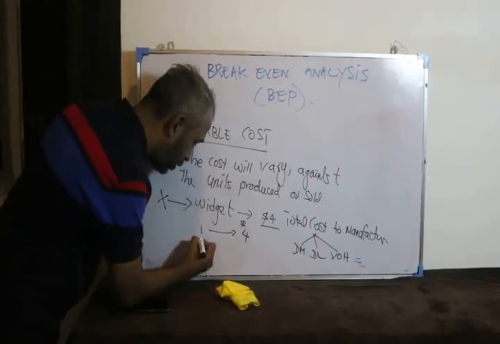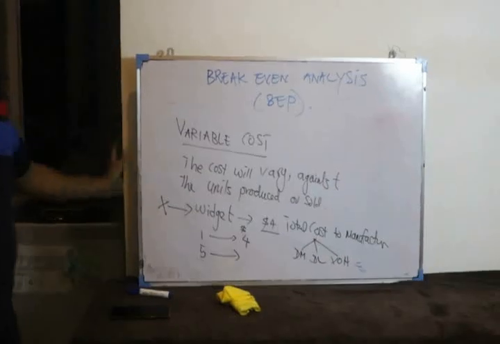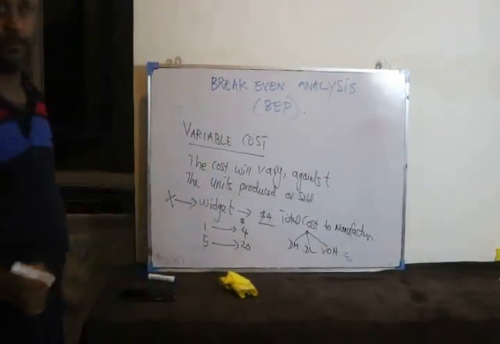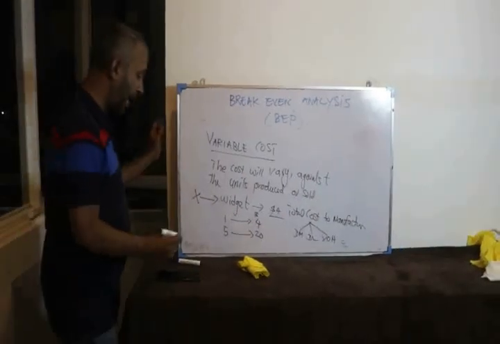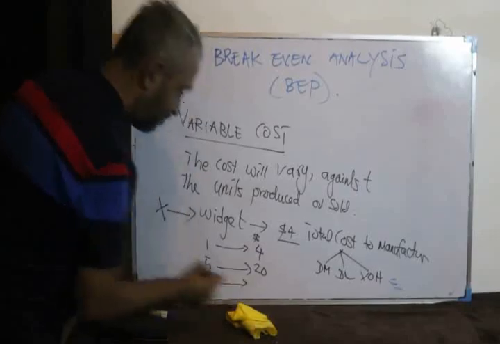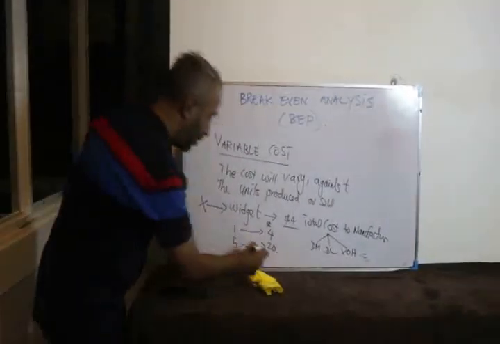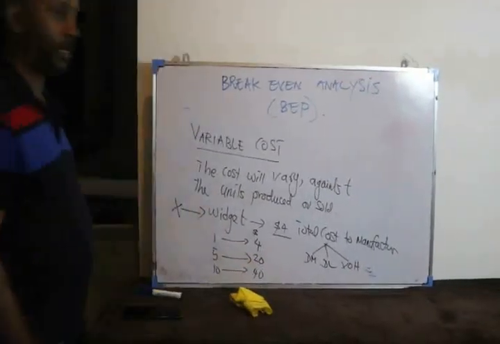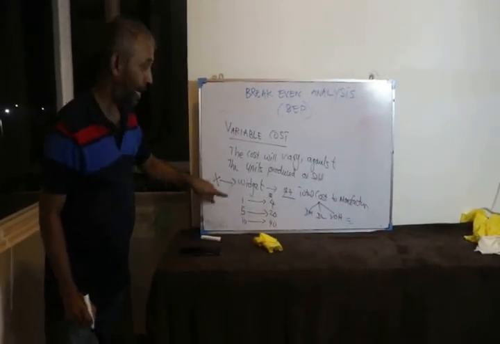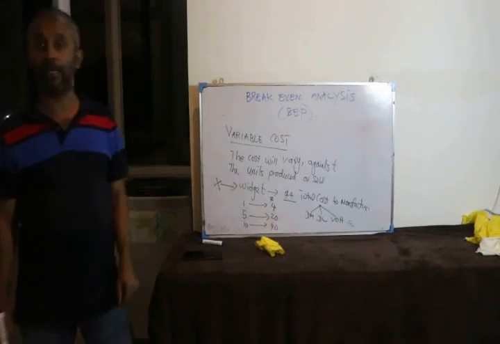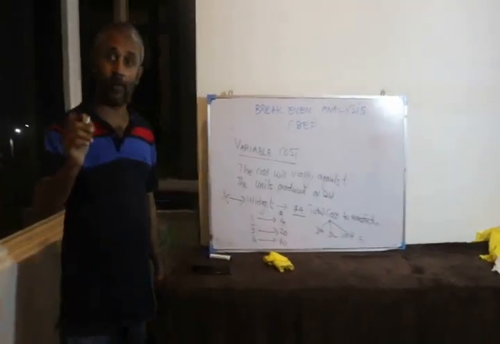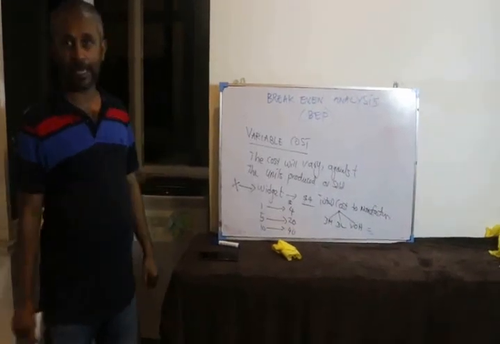If I produce 5 units, the cost that I would be incurring would be $20. And if I had to produce, let's say, 10 units, then the cost will be 40. If the cost varies in this pattern, that is what I mean by variable cost. So now you can recalculate or reconfirm our understanding.